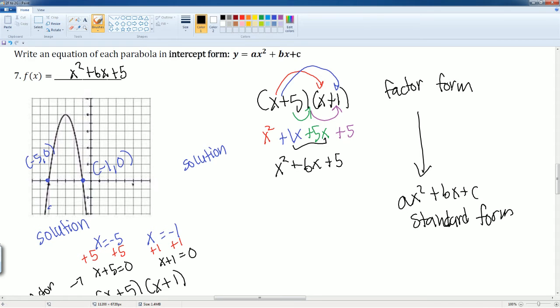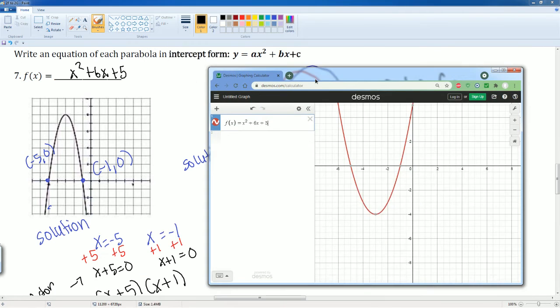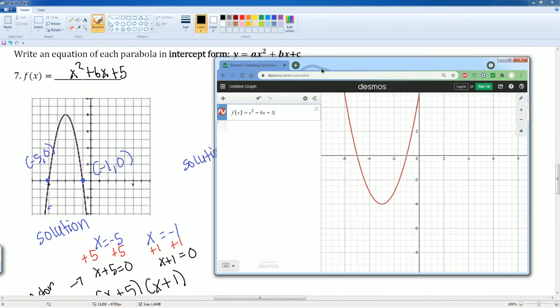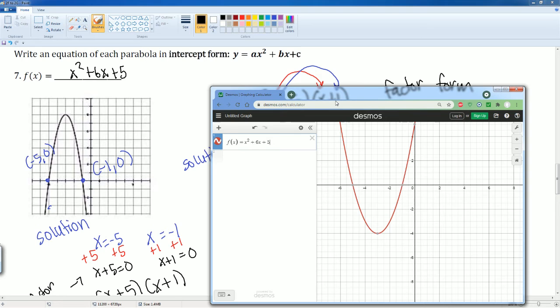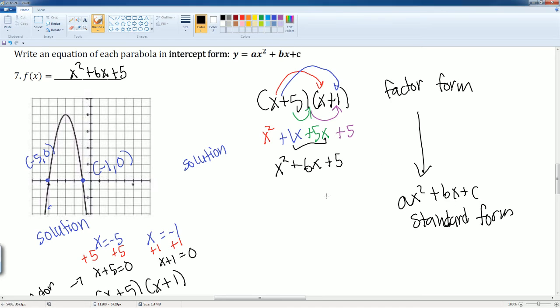All right, let's go to Desmos again to always double check our work and see if we graphed it correctly. X squared plus 6x plus 5. That doesn't look right. Because look, it opens up. You know what we can do? That does not look right.